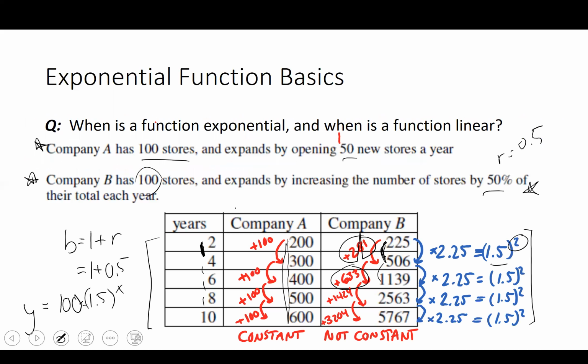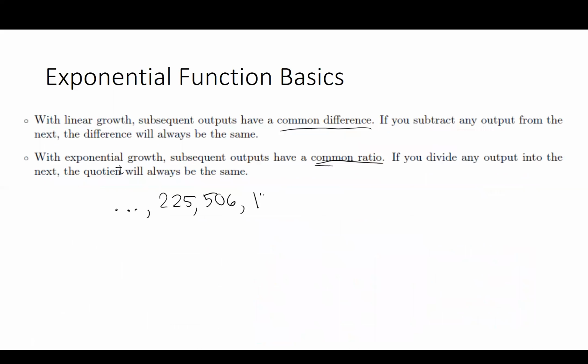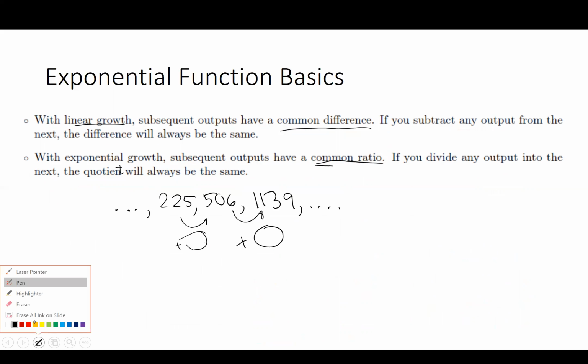And then what was the next one? 1139. If this was linear growth, then to get from the 225 to 506, I'd be able to add some number and then add that same number to get to the next term. But the reality is that that's simply not possible. And we saw that on the previous slide. So adding isn't going to do it.